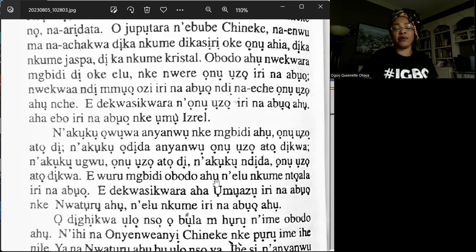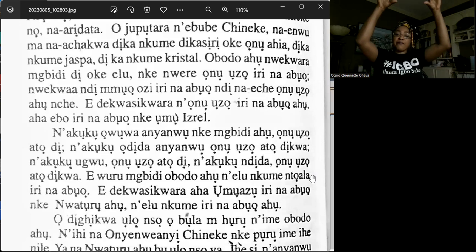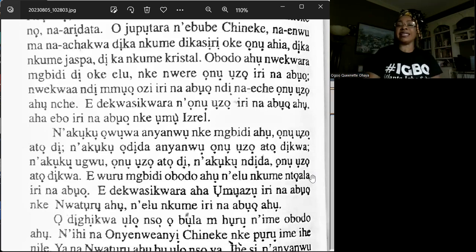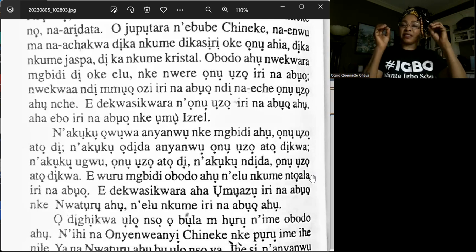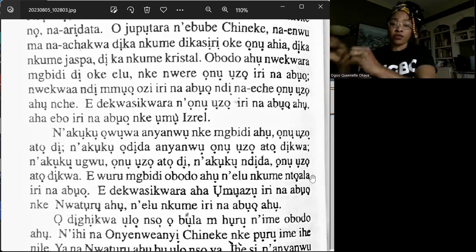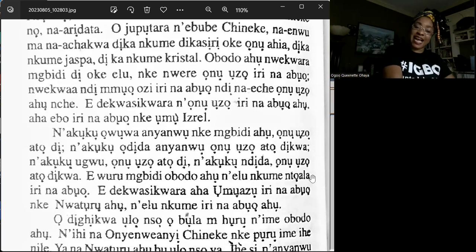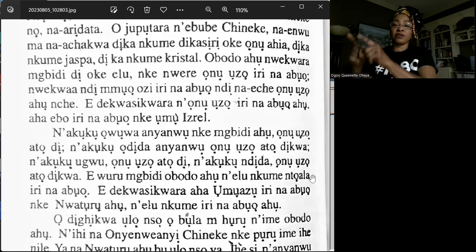Ewuru mgbidi obodo ahụ n'elu nkume ntọala. So it was built on top of that mountain. Ntọala is something they use to give the landmark, and then they tell you this is where the boundary is. So there are some marks, things known about each of those 12 doors, that will tell you about every one of them.